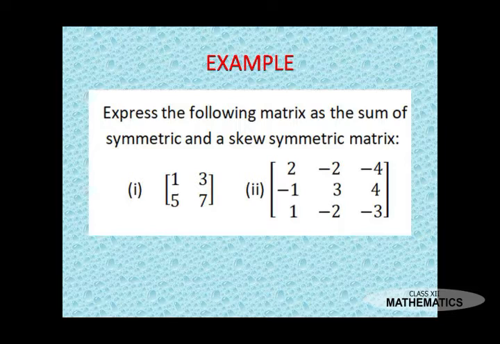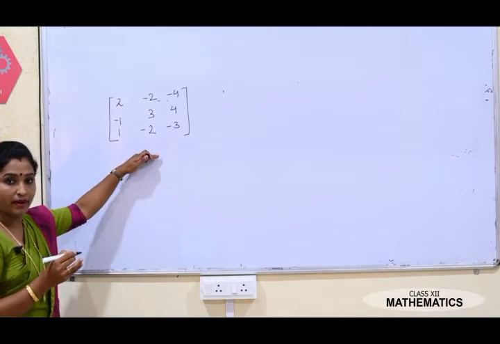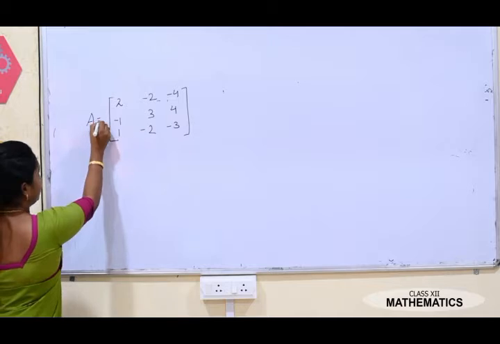Now look at this question: 2, minus 2, minus 4, minus 1, 3, 4, 1, minus 2, minus 3. Okay, this is the question. This is a 3 by 3 matrix. Now I'll denote it by A.